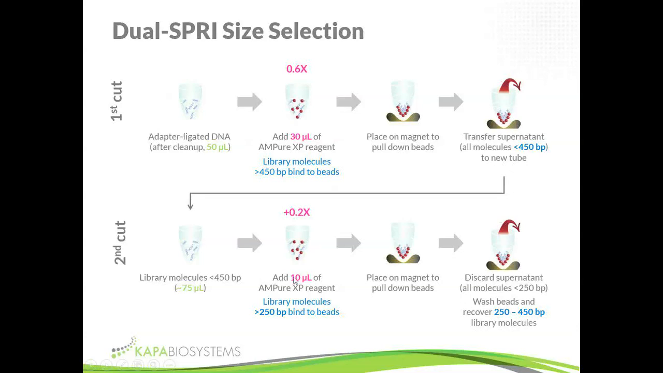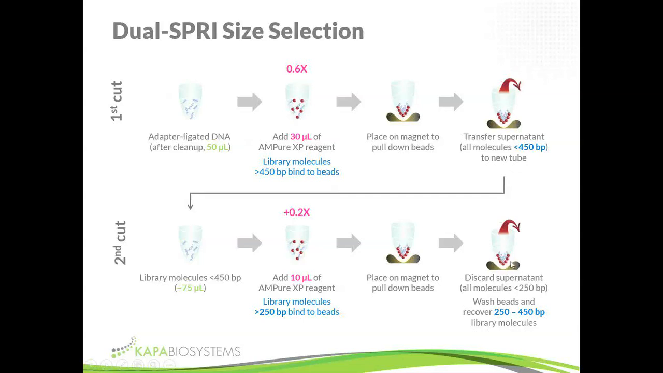With the additional amount of PEG sodium chloride, you've now increased the concentration, and it's going to bind everything bigger than 250 to the beads. So in the second cut, what you want to keep is bound to the beads. With the first cut, what you want to throw away is bound to the beads. With the second cut, what you want to keep is bound to the beads. This allows you to wash away all the small stuff, and then you elute. So whatever was retained after the first cut and retained after the second cut, between 250 and 450, is what you end up with. It's a little bit abstract, but at least you understand how the process works now.